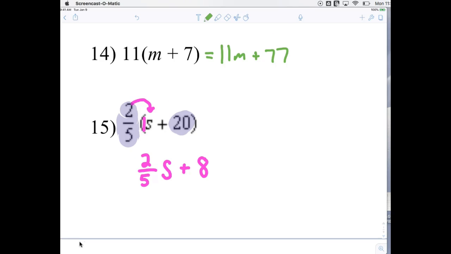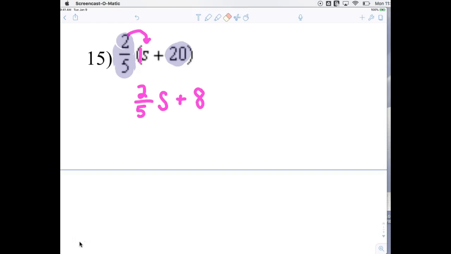Now let's just look at 15 again, even though we did it last week, just to make sure you're doing your fractions correctly. You see how this time it would be 20 times 2, and then divided by 5. That's where I got that 8 from. You can also do the division first. You could do 20 divided by 5, and then times 2. Same answer. Anybody have any questions on that?